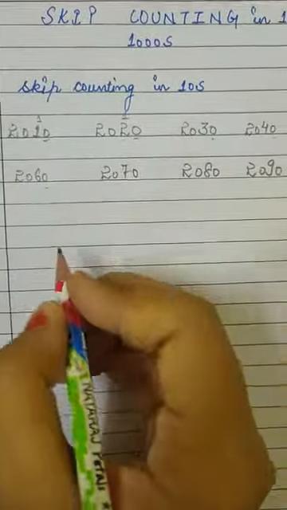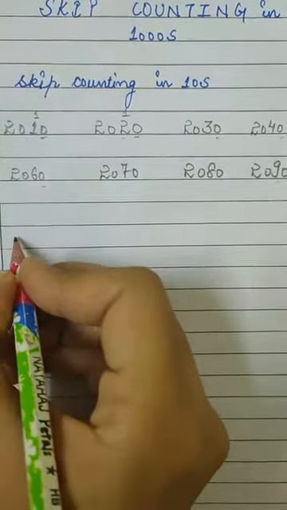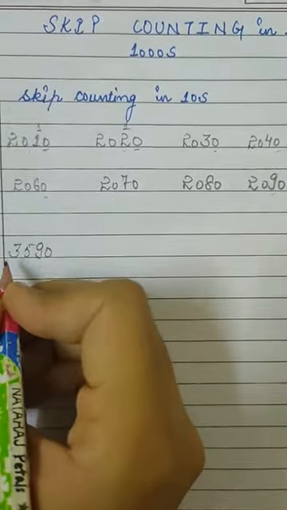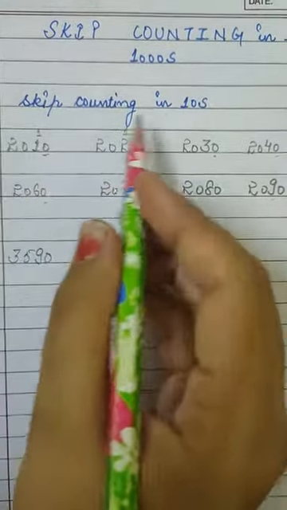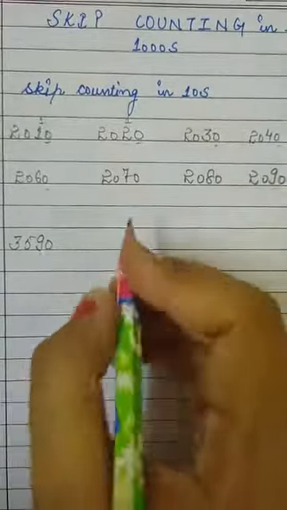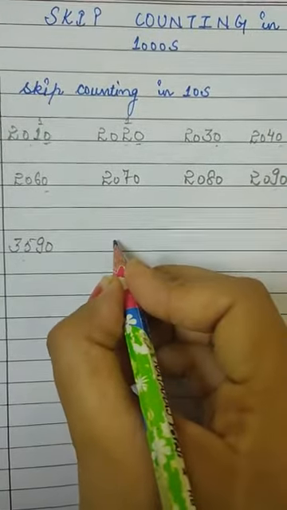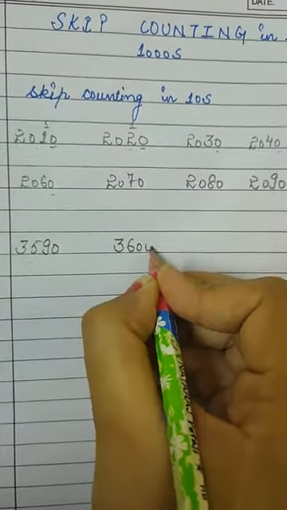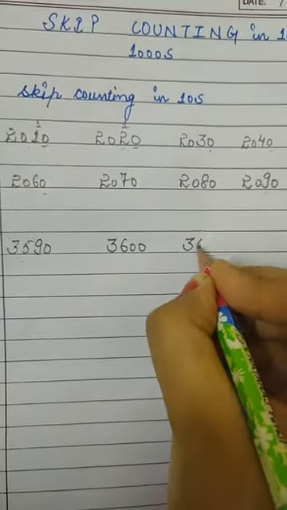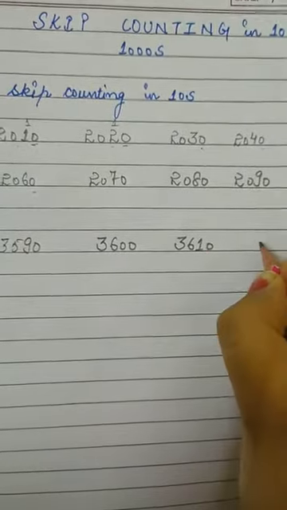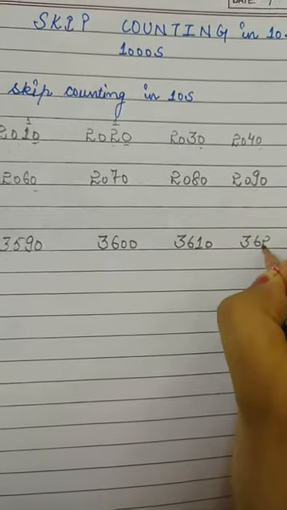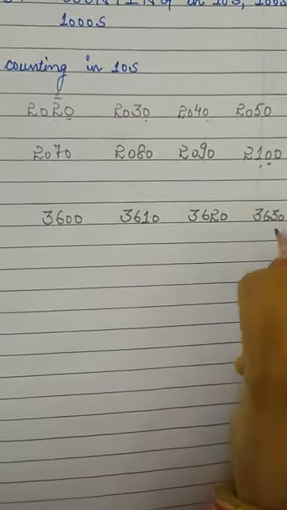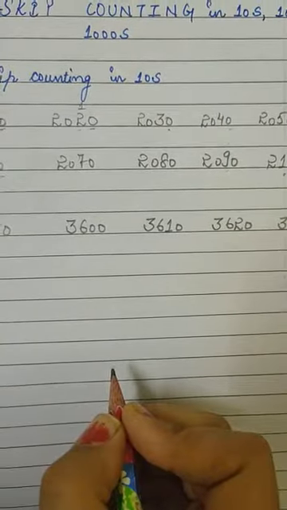Let us take another example. 3590. We have to skip count in tens for this. So what do we get? We get 3600, 3610, 3620, 3630, and so on, right?